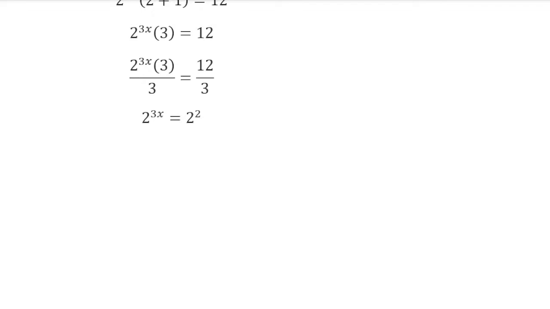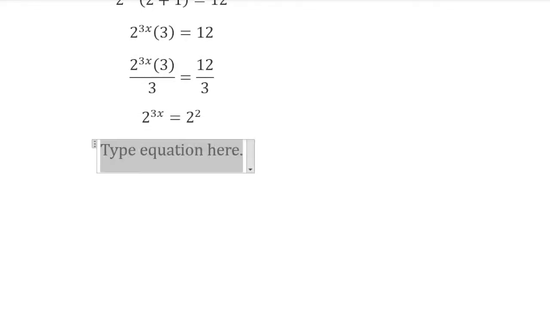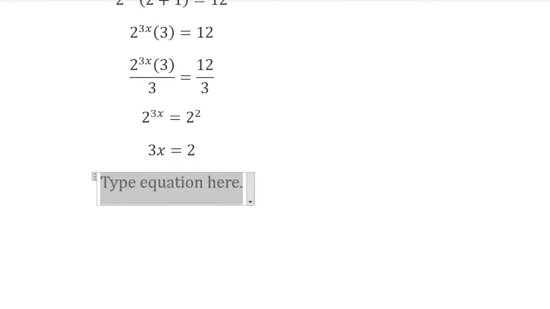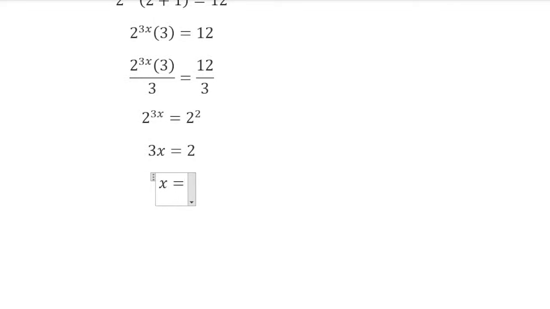Now, one of the principles of exponents: when the bases are the same, we drop the exponents. For example, 2 to the power 3x is equal to 2 to the power 2. So we're going to drop the exponent. It's going to be 3x is equal to 2. Right? So therefore, x is equal to negative 2 over 3.